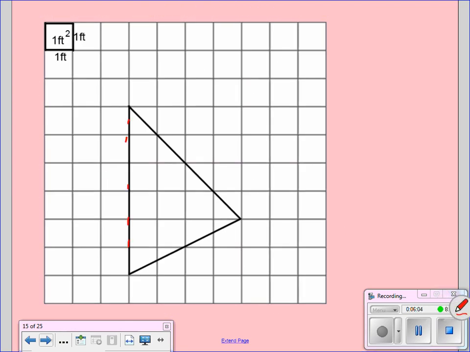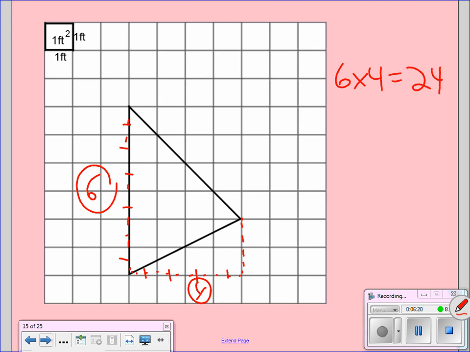We got a shape here. I'm going to move on over and then up. I have 1, 2, 3, 4, 5, 6. 1, 2, 3, 4. Perfect. 6 times 4 equals 24. It's a triangle, so I'm going to divide 24 divided by 2 equals 12. 12 feet squared. Now pay close attention here.